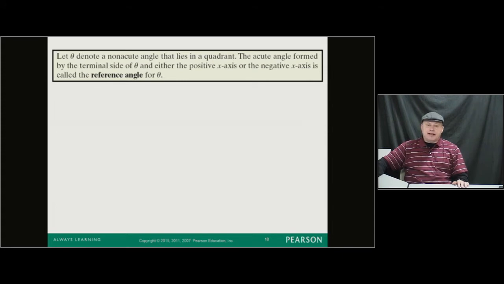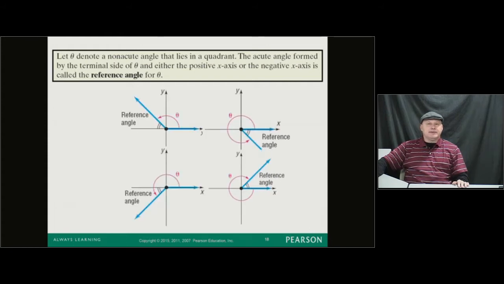It's very important that that one side is going to be either the positive x-axis or the negative x-axis. You can't come off the y-axis. So you look at the terminal side, and it's the acute angle, which remember it measures between 0 to 90 degrees, or 0 to pi over 2, and that is the reference angle. So let's look at some pictures.